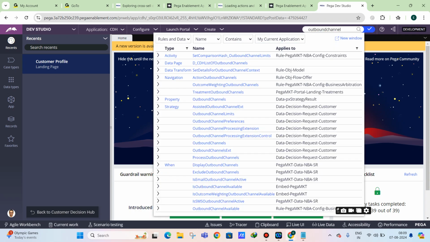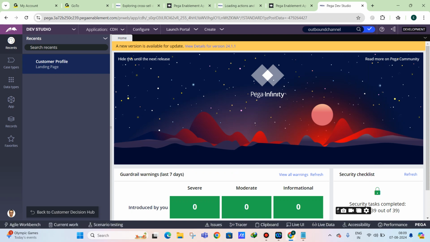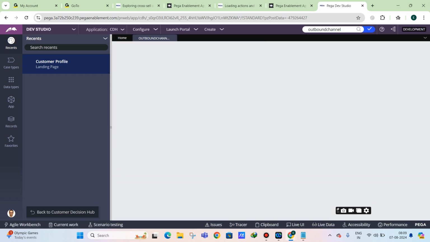The strategy name is outbound channel limits. You see this one, this is the strategy name. At runtime this is the strategy that gets executed, called outbound channel limits. But a very important thing that you need to remember, and need to practice, is you should never override the OOTB strategies.